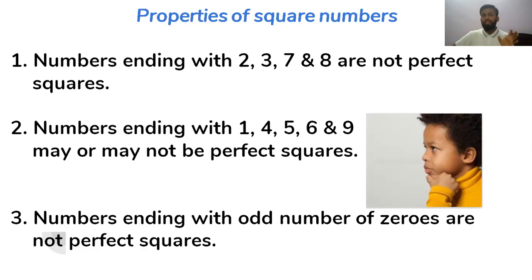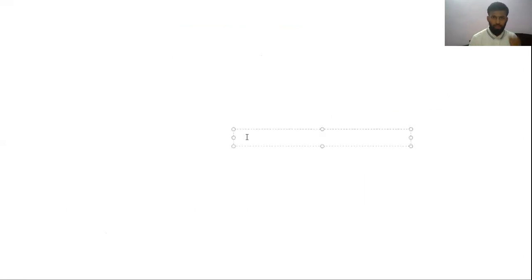Numbers ending with 1 or 4 or 5 or 6 or 9 may or may not be a perfect square. We cannot be sure about this. Let's see how. For example, 121 is basically a square of 11, because 121 is nothing but 11 multiplied by 11. So 121 is a square of 11 and therefore 121 is a perfect square.